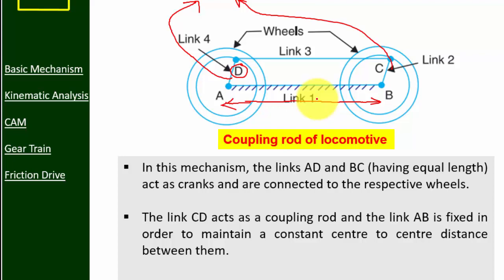So the main reason to prefer double crank mechanism in locomotive is to maintain the constant distance between two wheels by fixing the link AB, which is not possible in other mechanisms like belt drive, chain drive, or some other transmitting mechanism. So this is one of the main reasons why we prefer double crank mechanism in locomotive. Again, this mechanism is meant for transmitting rotary motion of one wheel to rotary motion of another wheel. So here the rotary motion from one wheel is converted into rotary motion in another wheel. So this is inversion 2.